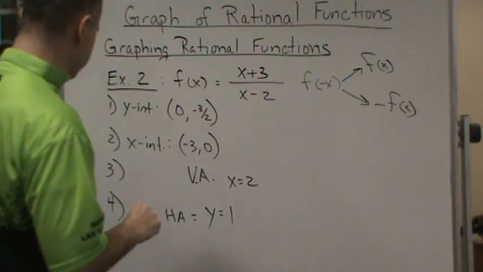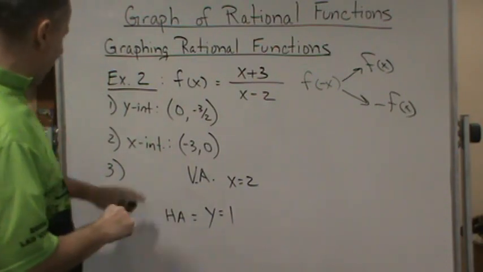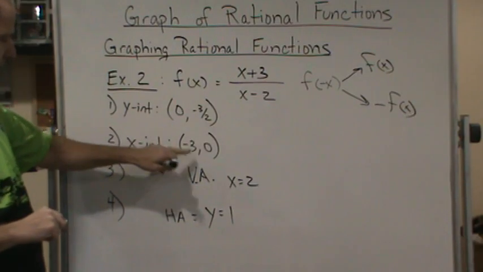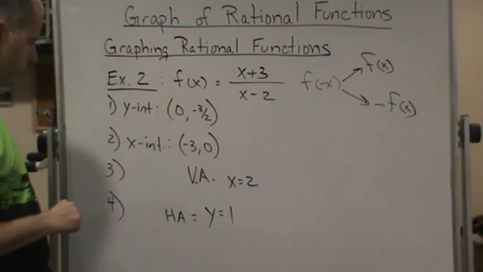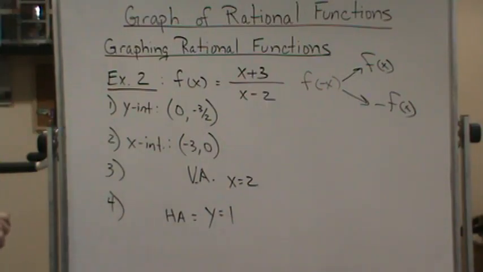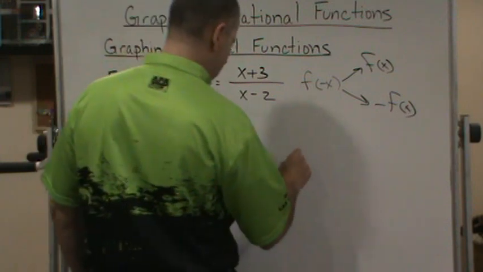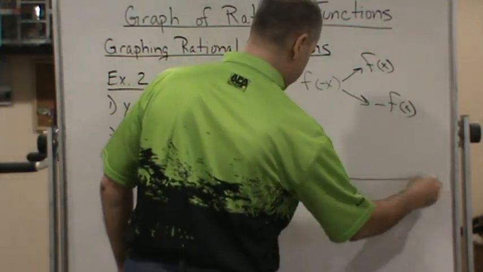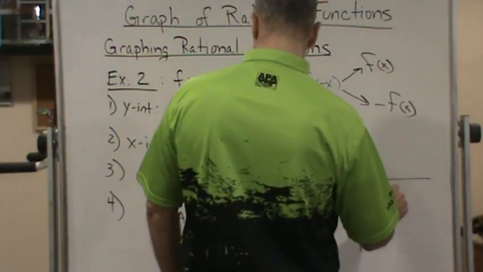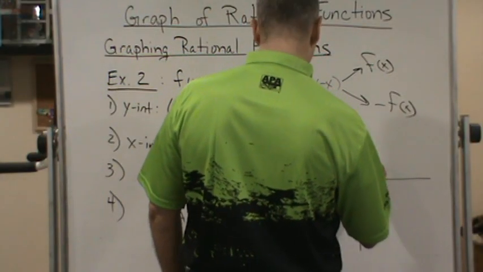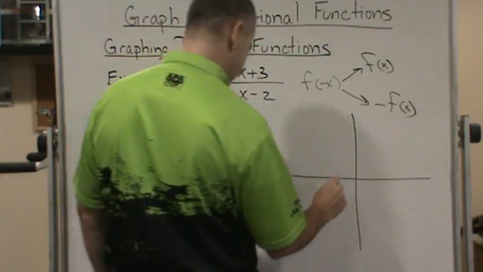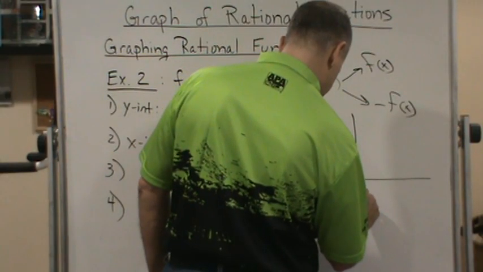So what are the intervals that we want to test? Well, we've got an x-intercept at -3, and we've also got a vertical asymptote at 2. So when we're graphing this thing, what do we got? We've got an x-intercept, so it's going to be at 0, -1.5. So let's plot this thing.